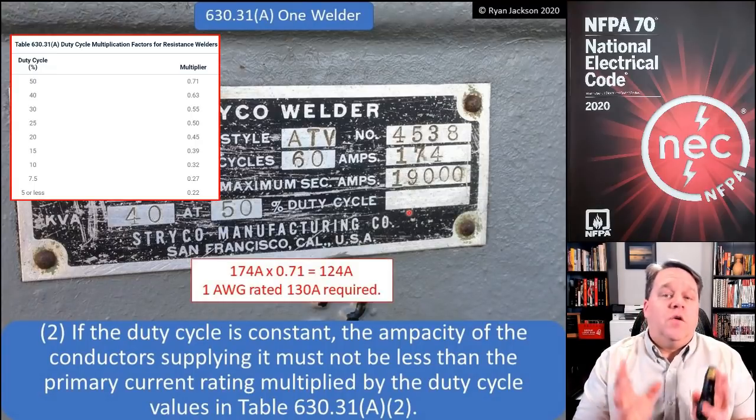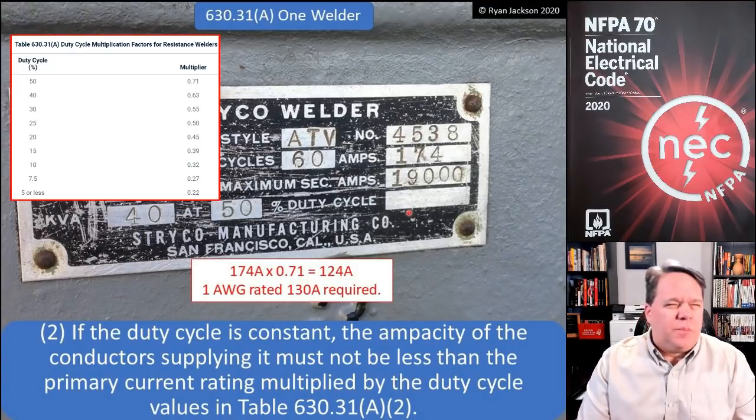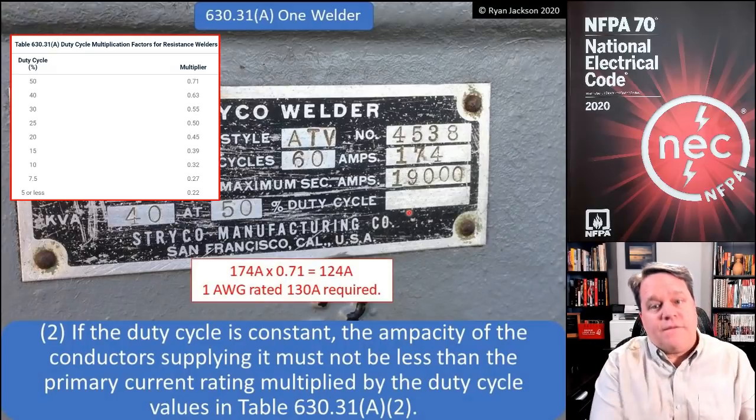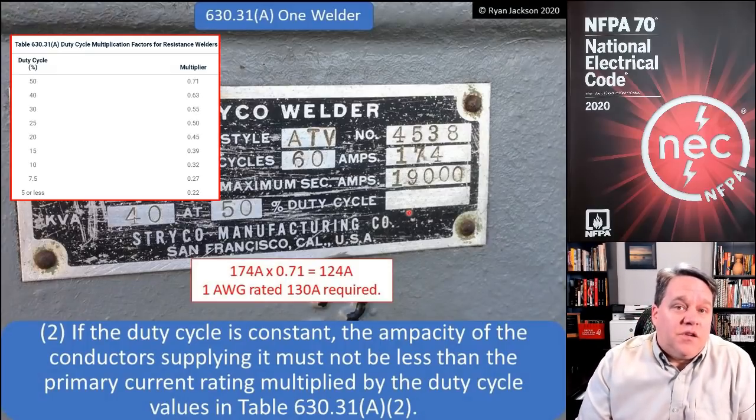So sizing one welder that is used at a constant duty cycle is a pretty simple approach, really. Take the nameplate, take the duty cycle, use the demand factor, do the math, and stab in whatever 310.16 tells you to use.